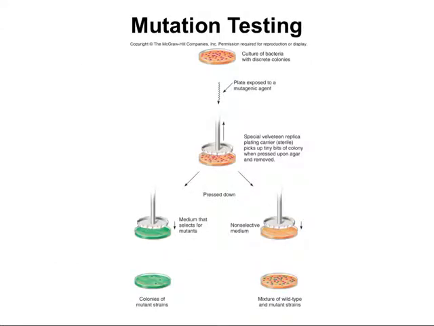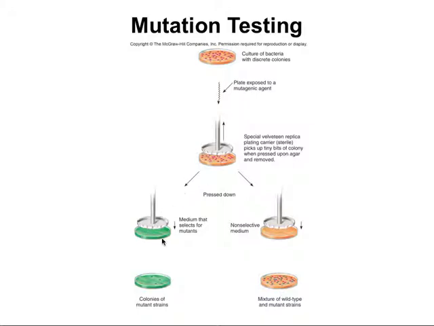We can test for mutations using this technique of replica plating. In replica plating, we're going to culture a bacteria, and it has discrete colonies. And then after that plate is exposed to a mutagenic agent, say some radiation, we'll take a sample off of that plate. There's a special velveteen substance on this carrier. When you press it onto the plate, it picks up cultures.